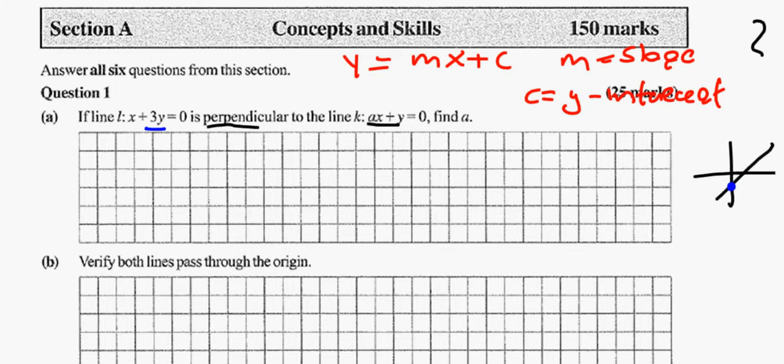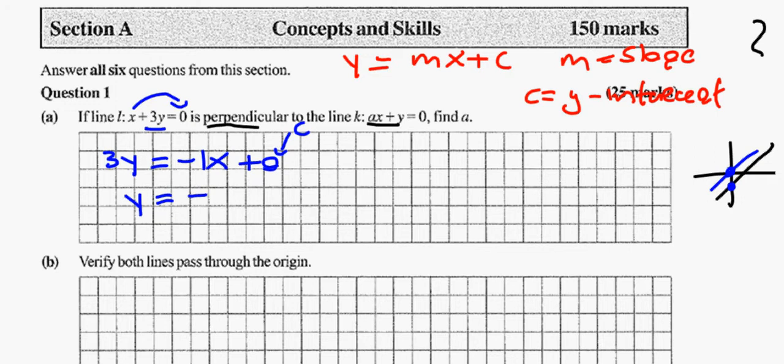Now, to use y equals mx plus c, we need to get y on its own. So we move the x over to the other side and it becomes minus 1x. Then we get 3y equals minus 1x plus 0. The c value is invisible. This means that the c value is 0, which means that it goes through the origin. So you can imagine the blue line over there in the corner going through the origin.